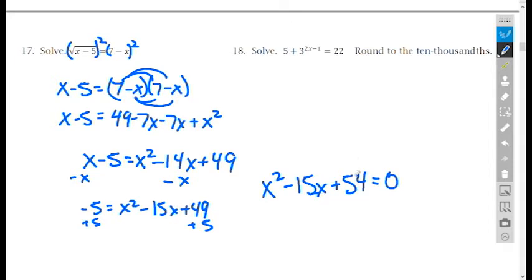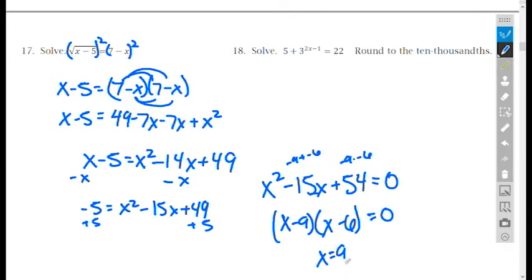And then I'll check to see if this can be factored, which means I'm looking for two numbers. Multiply to 54 and add to negative 15. And it looks like I have negative 9 and negative 6. Negative 9 times negative 6 is 54. Negative 9 plus negative 6 is negative 15. So I can factor this into x minus 9 and x minus 6. So that would mean my solutions are positive 9 and positive 6.